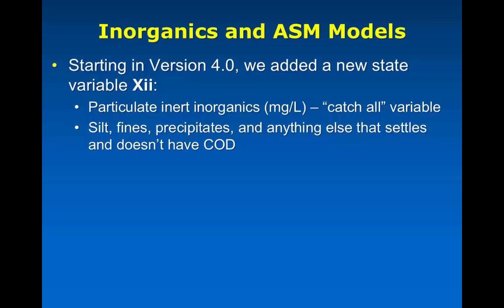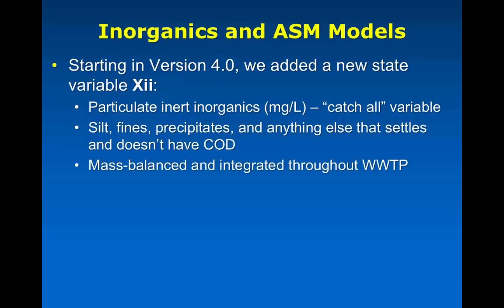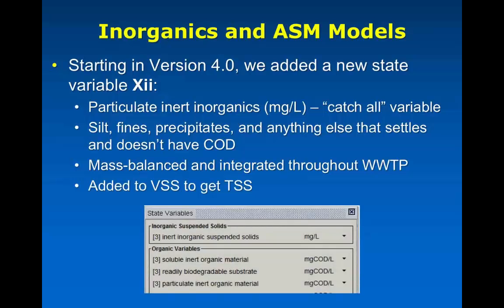So we treat it like a state variable, just like all the other ones in the model. You will find it in your influent. We calculate what it is based on the VSS and TSS numbers that you provide for us, and we do a full mass balance on it. It obviously does not transform in any way biologically, but it does settle out, of course, and it becomes part of the mixed liquor, and you can plot its concentration throughout the plant. And, of course, we add it to the VSS number to get TSS.